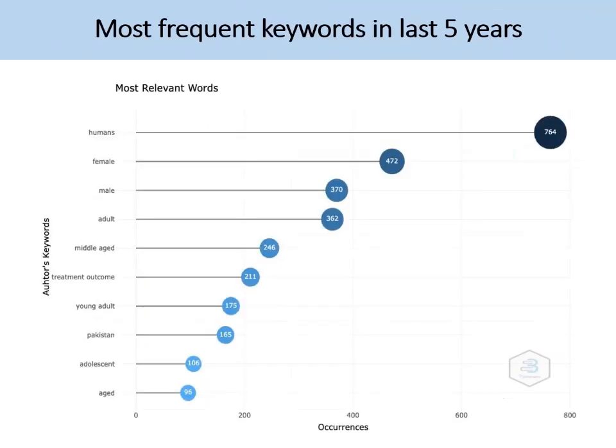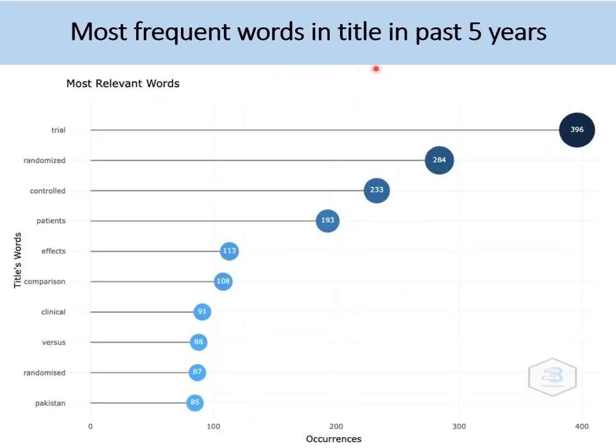The next one is the most frequent keywords in the last 5 years. In this, you can see human, female, male, adult, middle age, and you can see Pakistan in the keywords in 165 trials. The most frequent word in the title in the past 5 years is trial, 396, while randomized is 284, and Pakistan is reflected in the title in 85.